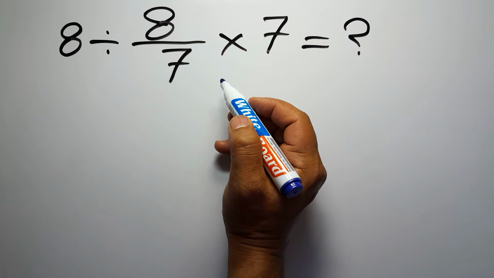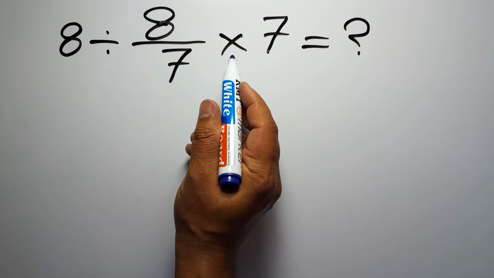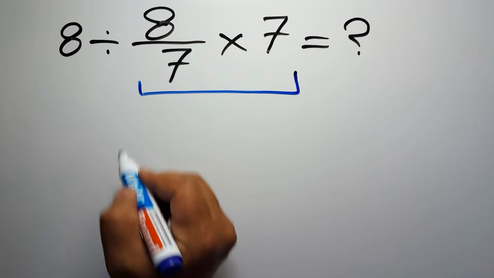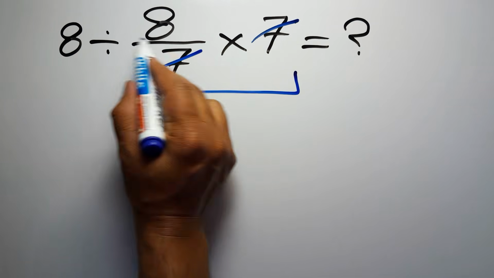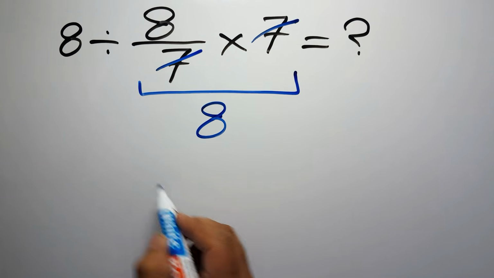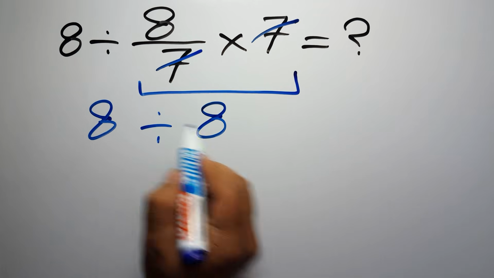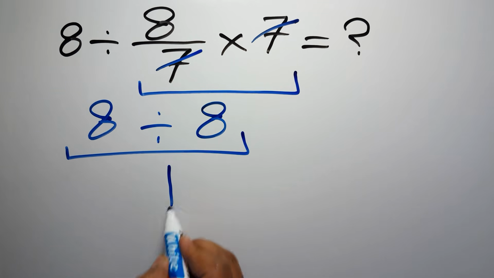First we do this multiplication, 8 over 7 times 7. We can easily cancel this 7 and this 7, so here we have just 8. So 8 divided by 8 gives us 1.